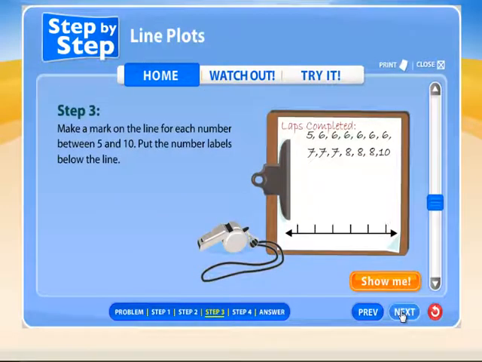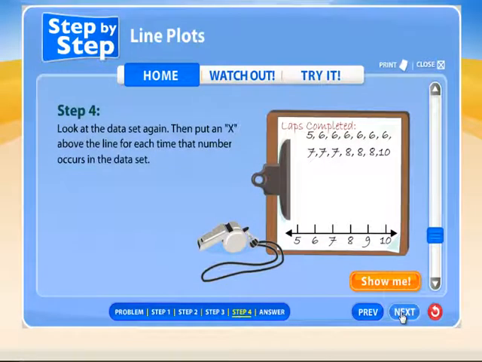Next, make a mark on the line you drew for each number between 5 and 10. Put the number labels below the line. Make sure you remember to include 9. Even though it's not in our data set, it's a number between 5 and 10.